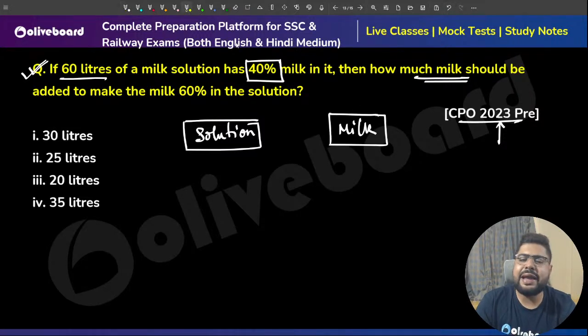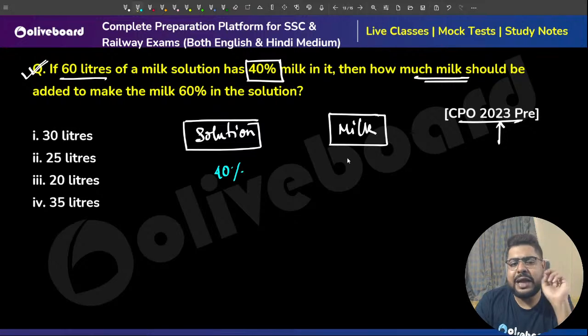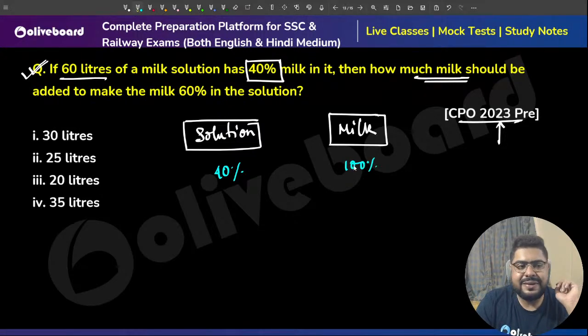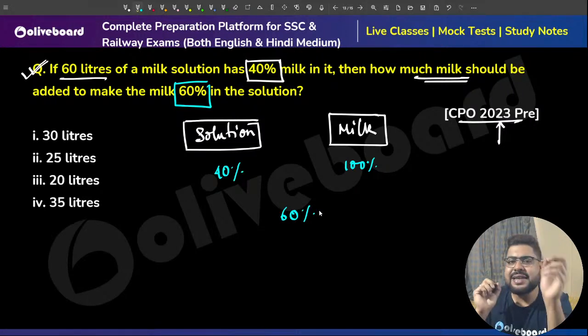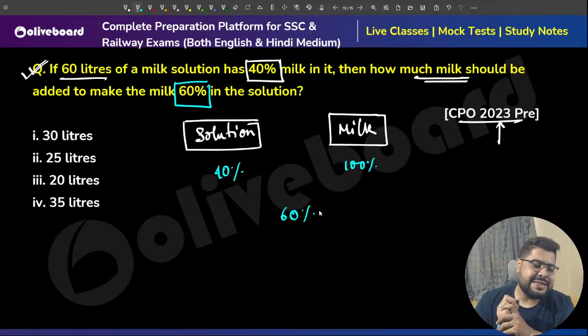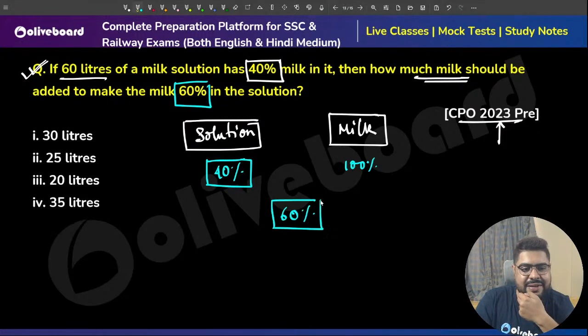Milk means, sir, again a solution having 100% milk concentration. Sir, 40% milk was there initially, and we are adding one solution having 100% milk, sir. And the resultant solution is having 60% of milk. Sir, can we use alligation theorem here?